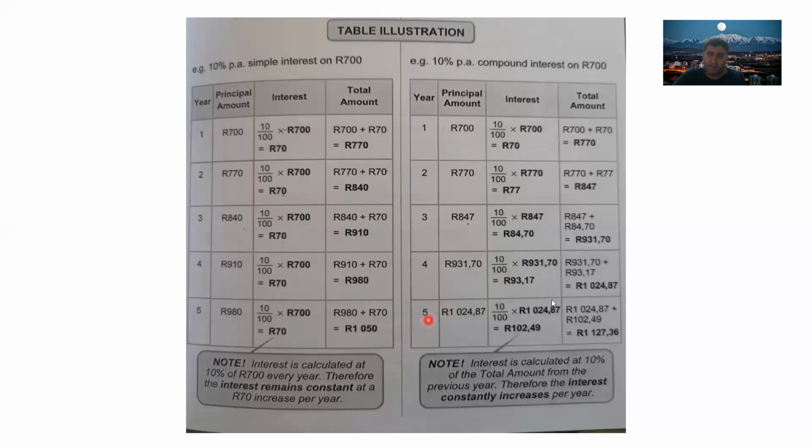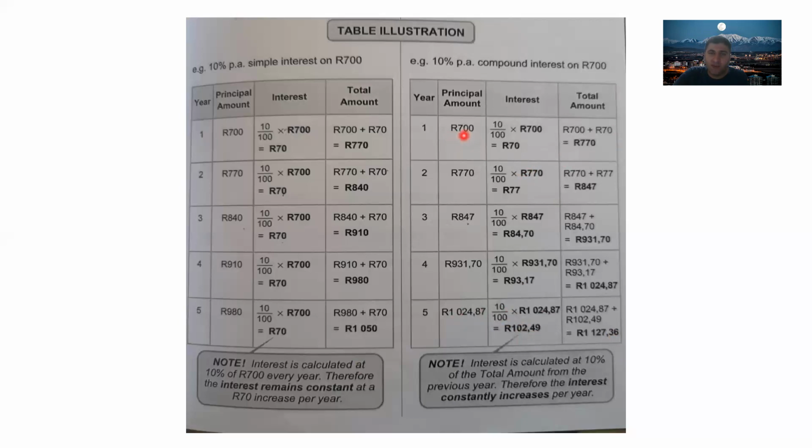I come to the fifth year. The amount of money I have in my account is 1,024 Rand and 87 cents. Now I'm going to take 10% of this, which will be 102 Rand 49 cents. Then 1,024 Rand 87 cents plus 102 Rand 49 cents will be 1,127 Rand 36 cents. So again, with compound interest, guys, every year we take the interest of the money we have.